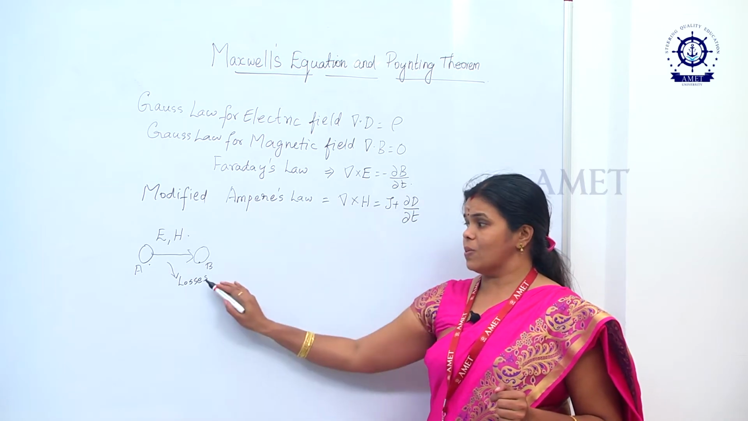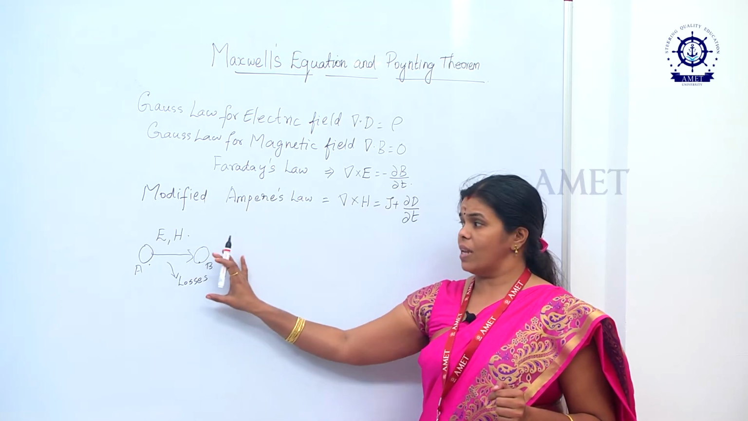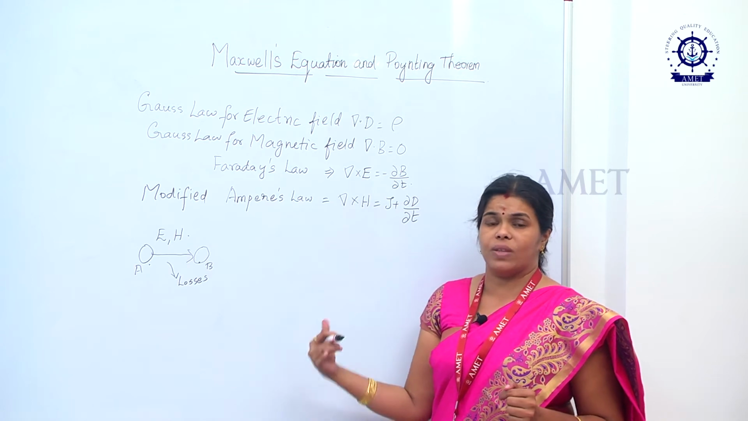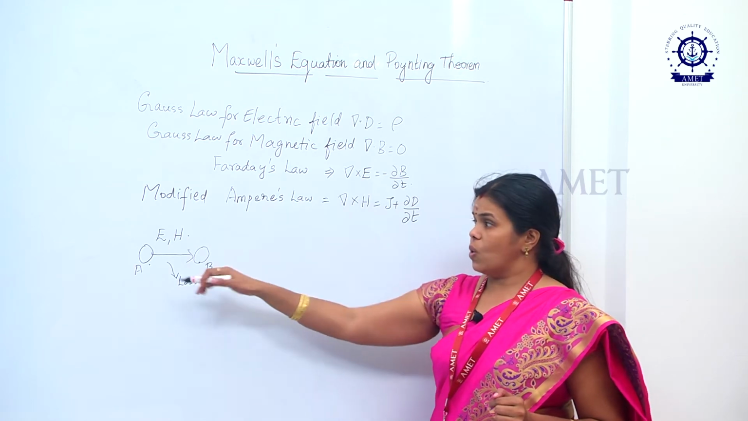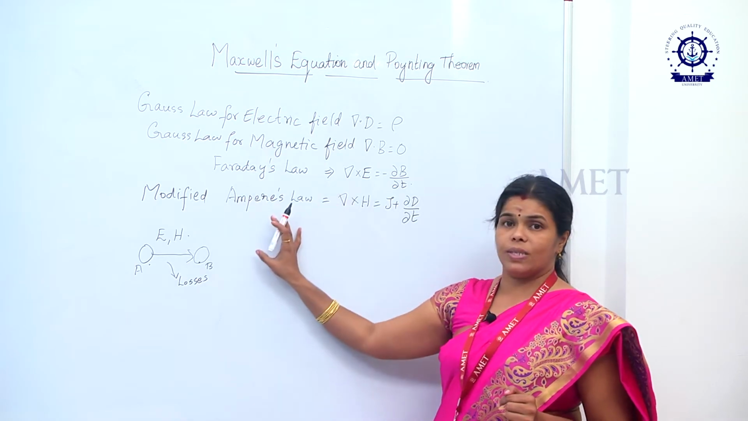So what will happen means we are having the losses, so we have to find out how much amount of energy will be transferred to the B section. That can be derived with the help of the Poynting theorem. So for deriving the Poynting theorem, we are utilizing the Maxwell's equation.